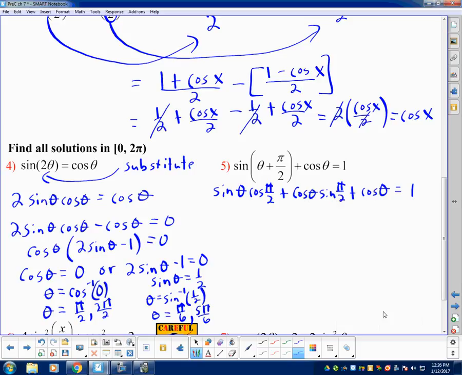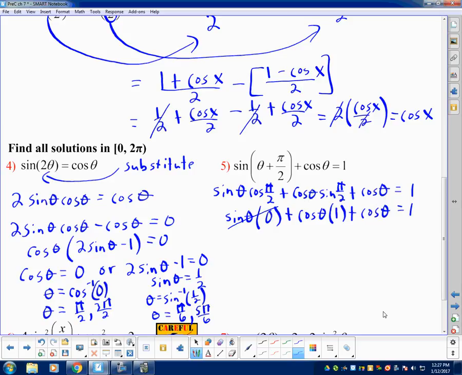What is sine of theta cosine of pi over 2 equal to? What happens with this term is what I'm asking. What's cosine of pi over 2? 0. What's sine of pi over 2? Good. So this term right here with the sine in it is now gone. Now I have an equation just in terms of cosine. I can solve this, right?